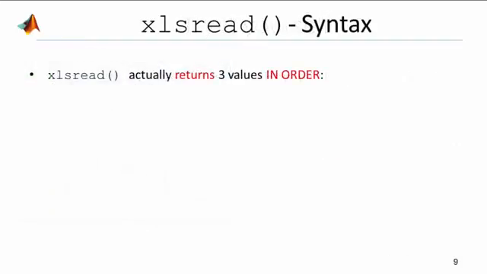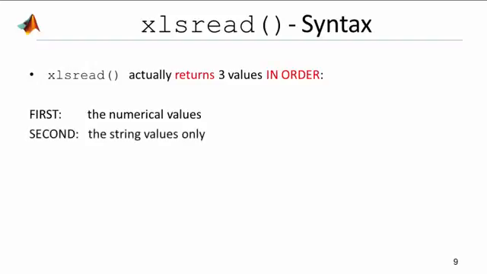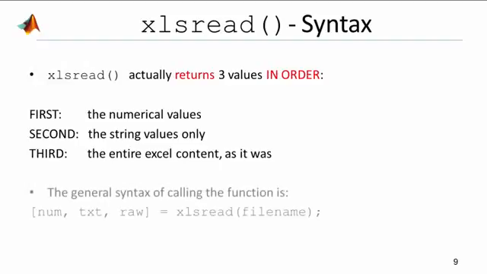But, of course, MATLAB does import everything. xlsread actually returns 3 values. In order they are: the numerical values first, which is what we have right now. Second, the string values only. And third, the entire Excel content as it was, without any filtering. So the general syntax is now open bracket, but the square brackets, num, comma, text, comma, raw, brackets.